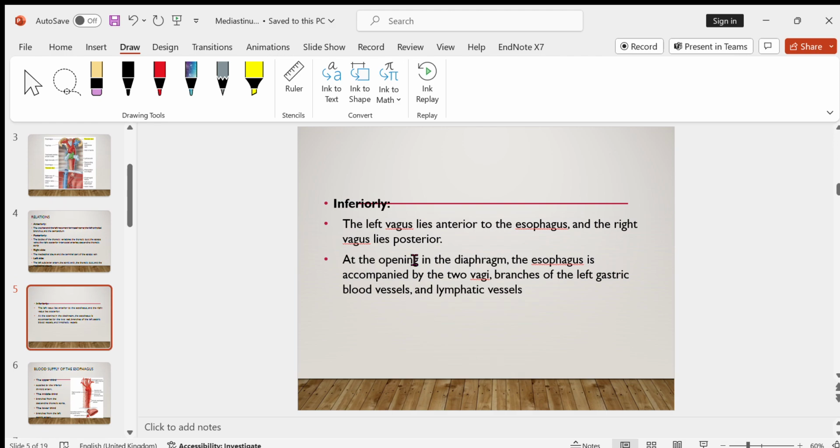Inferiorly, we'll see the vagus, the two vagi. The left vagus will be anterior and the right vagus will be posterior. And at the opening of the diaphragm, from where it passes, the esophagus enters into the abdominal cavity. It is accompanied by the two vagi, the left vagus and the right vagus. In addition, it is accompanied by the branches of the gastric blood vessels and lymphatics.